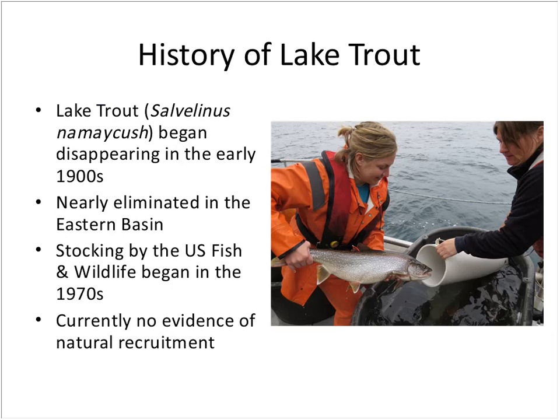So just a little background on the lake trout. Their population started declining in the 1900s, and they reside in the eastern basin in the cold, deep water. And in the 70s, the U.S. Fish and Wildlife decided that it was time to start stocking these fish. Their populations were not maintaining themselves. And currently, there's no natural, sufficient reproducing population of lake trout in the area.